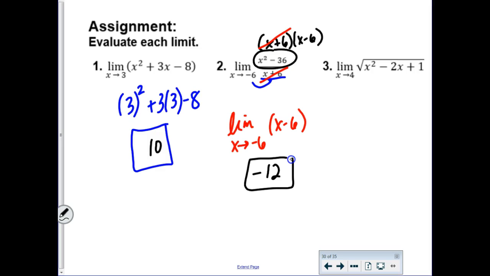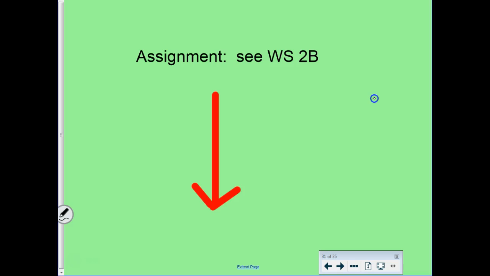All right, number 3. Can we directly substitute in a 4? I think the answer is yeah. So let's see if I get this one right. 16 minus 8 plus 1 is the square root of 9. Oh, I got this. The answer is 3. No, I'm not sure about anything anymore. I really need to finish on a high note, guys. Come on. How confident are you in that? About 95%.